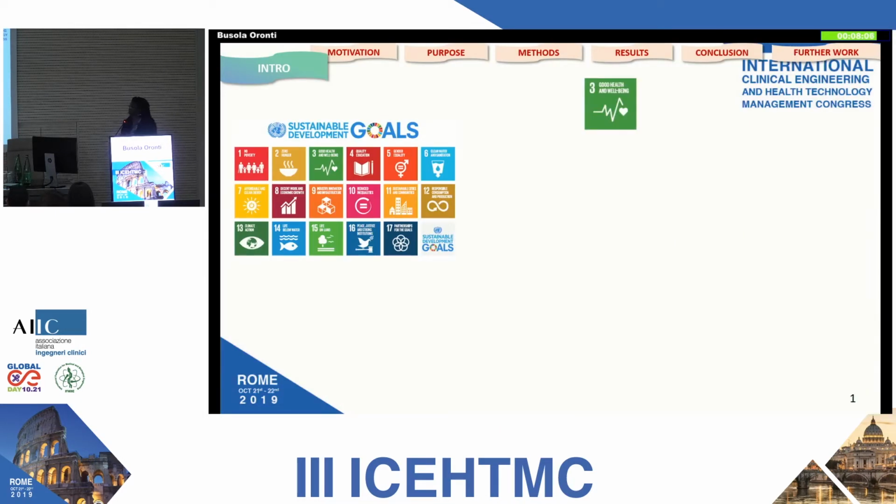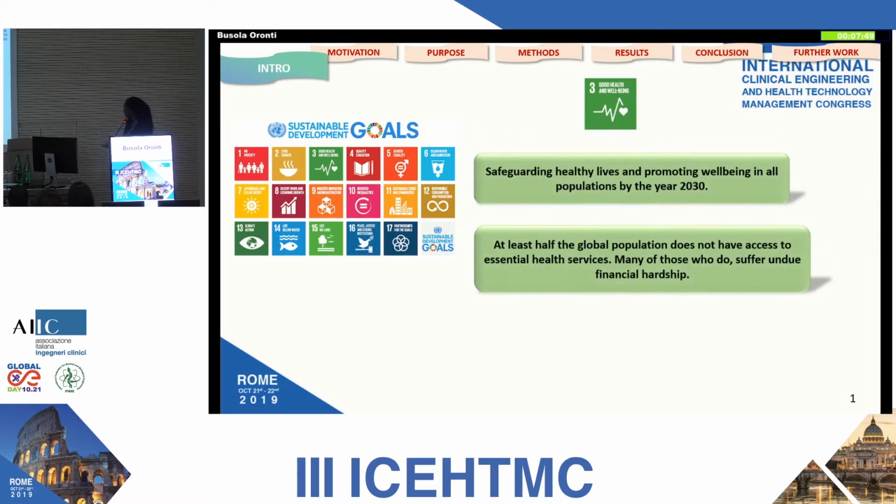In September 2015, the United Nations adopted the 2030 Agenda for Sustainable Development, and this included the 17 Sustainable Development Goals. And goal number 3 of this was all about safeguarding healthy lives and promoting well-being in all populations by the year 2030.